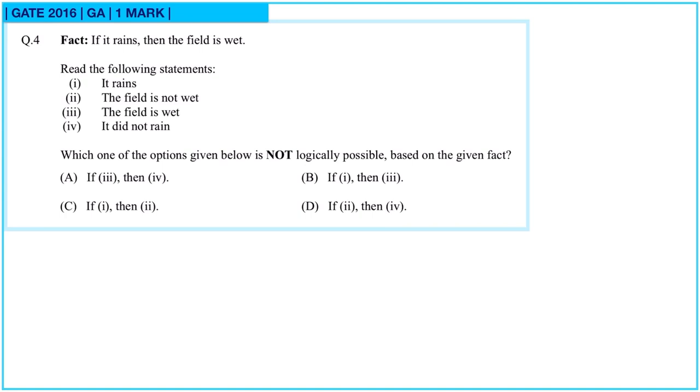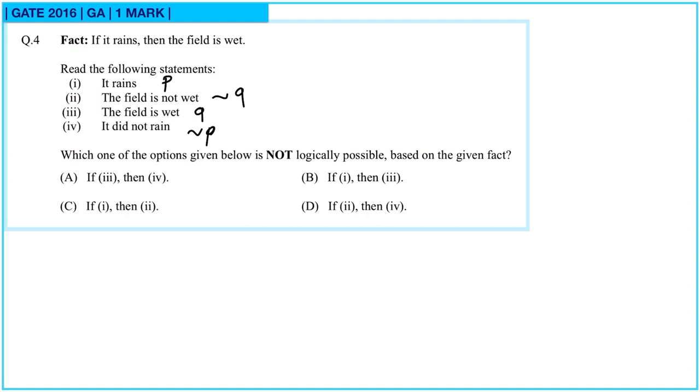Question 4. Fact, if it rains, then the field is wet. Read the following statements. It rains, the field is not wet. The field is wet, it did not rain. So let us assume it rains means P and the field is wet is Q. So field is not wet means negation of Q, and it did not rain means negation of P.